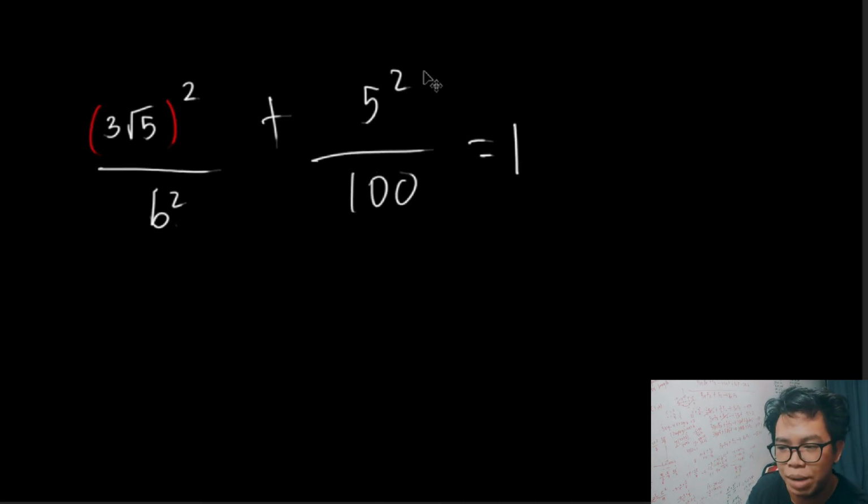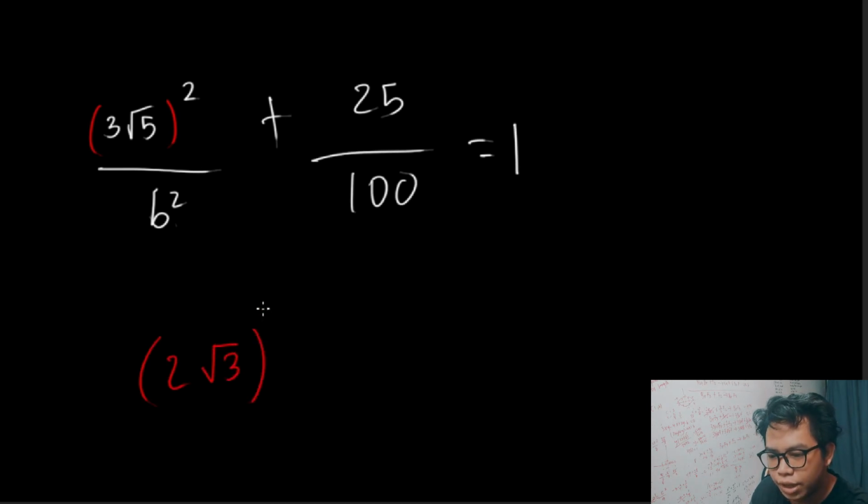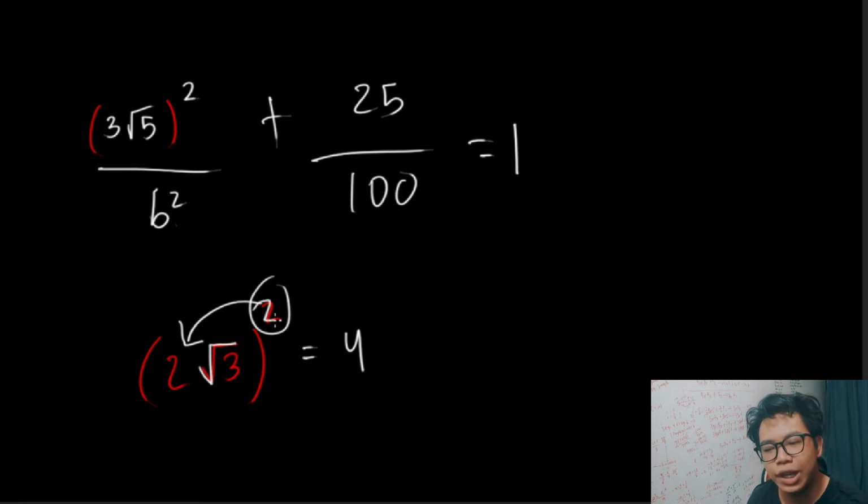Mahanap nyo yung b. So, 5 squared, alam natin yung 25. And then, 3 square root of 5 squared. Baka hindi nyo alam kung paano mag-square ng radical. Kunyari, 2 square root of 3 na naka-square, i-square nyo yung nasa labas na number, edi equal sa 4. Pagka may square root tas naka-squared, buburahin lang yung square root. So, square root of 3 squared, 3 na lang. Kaya 2 square root of 3 squared is equal to 4 times 3, which is 12.